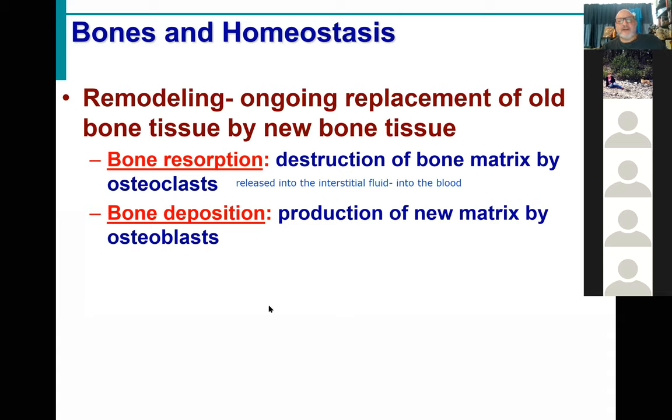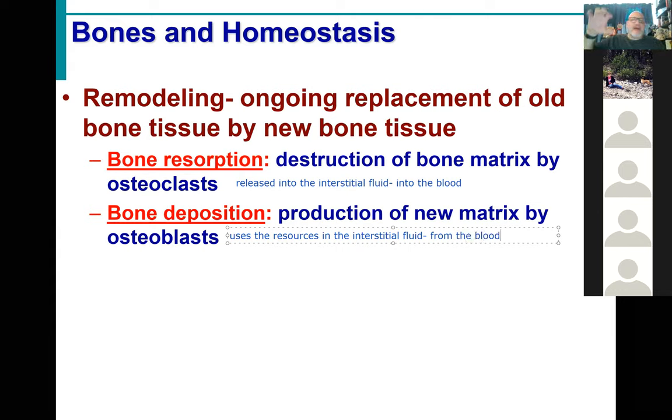Bone deposition is the process by which we make new matrix. Obviously, new matrix is made by the osteoblasts. And of course, this uses the resources in the interstitial fluid. And where does the interstitial fluid get those resources, like the calcium, like the magnesium, like the carbonates? I don't remember if those are new answers or the previous one, but they're right, from the blood.